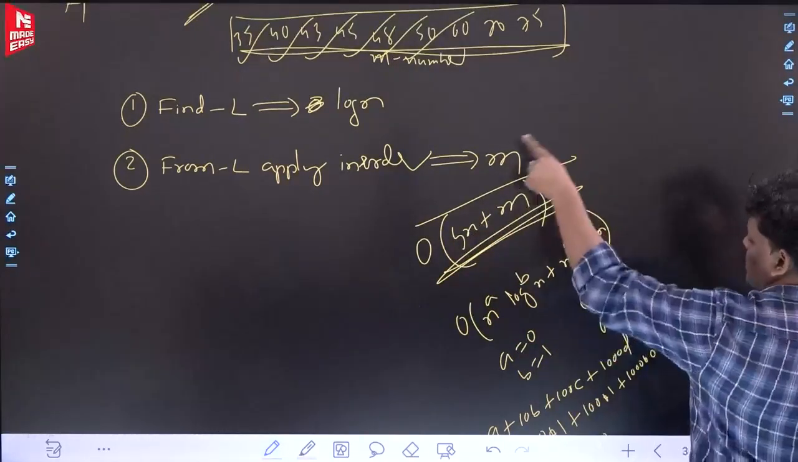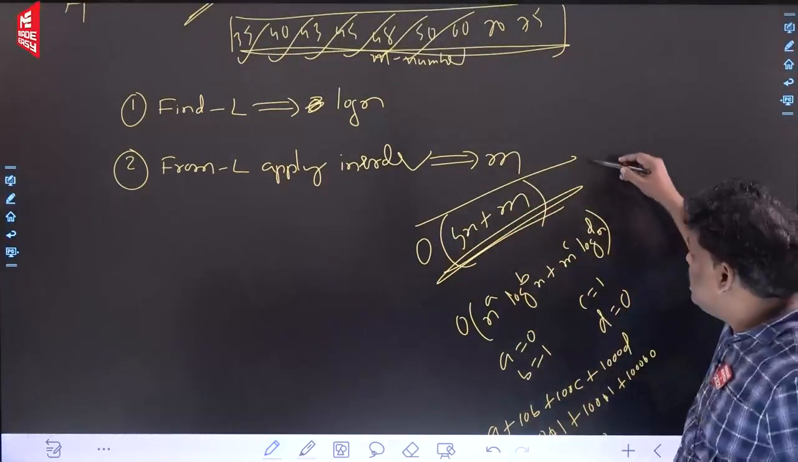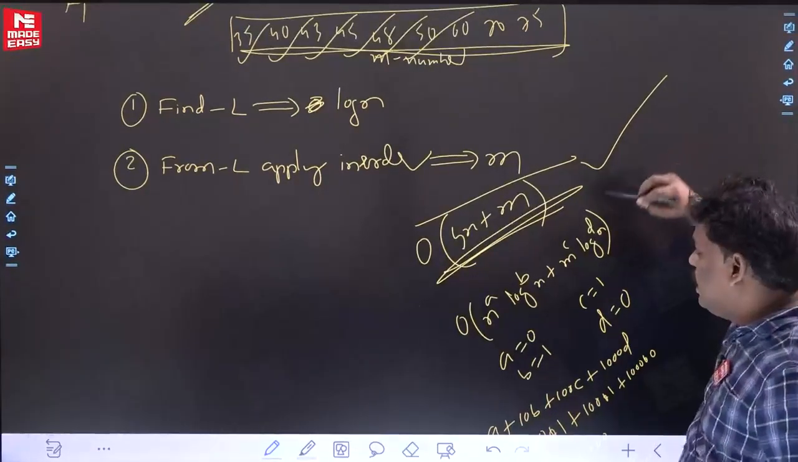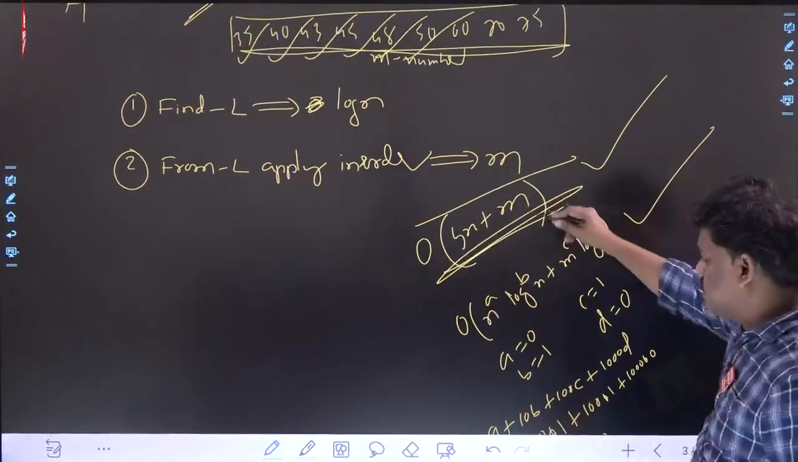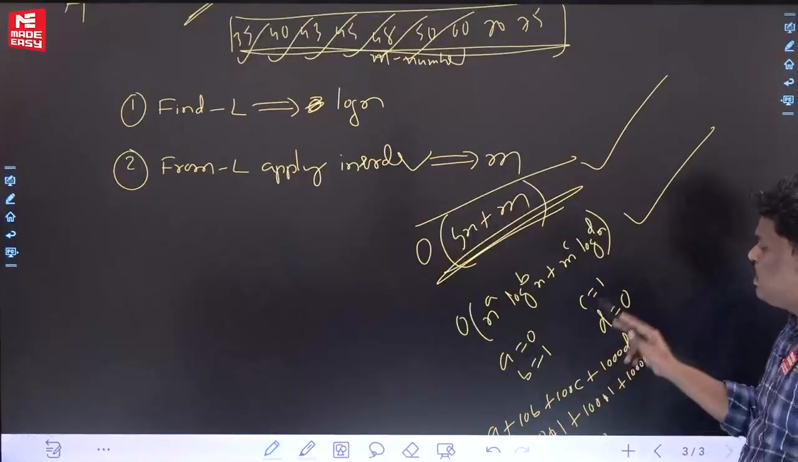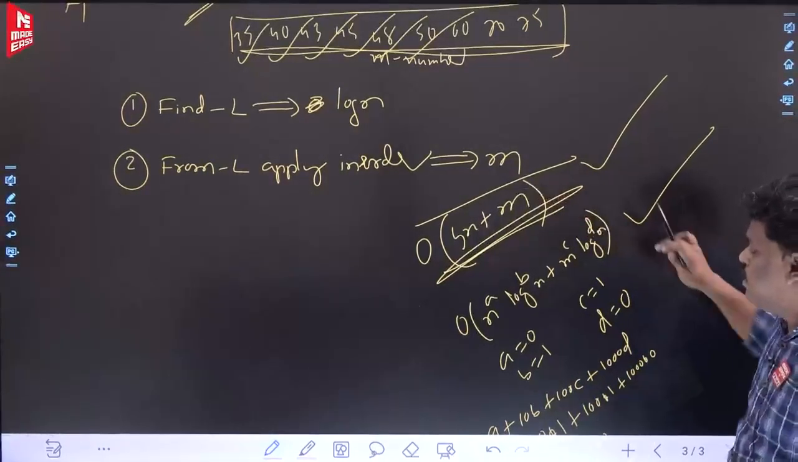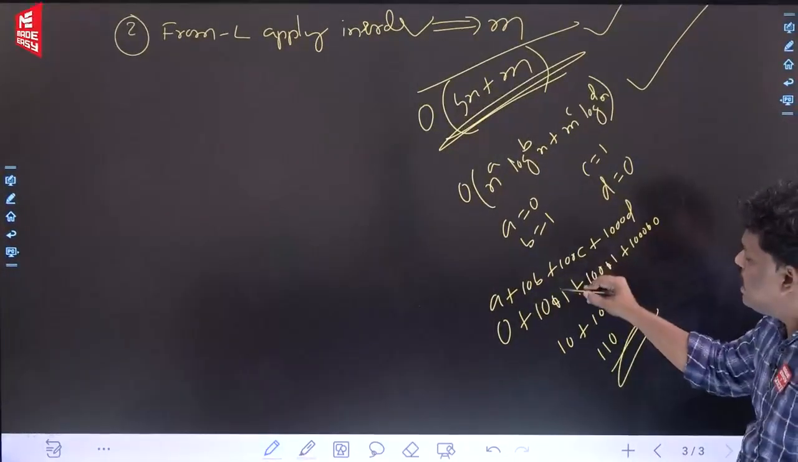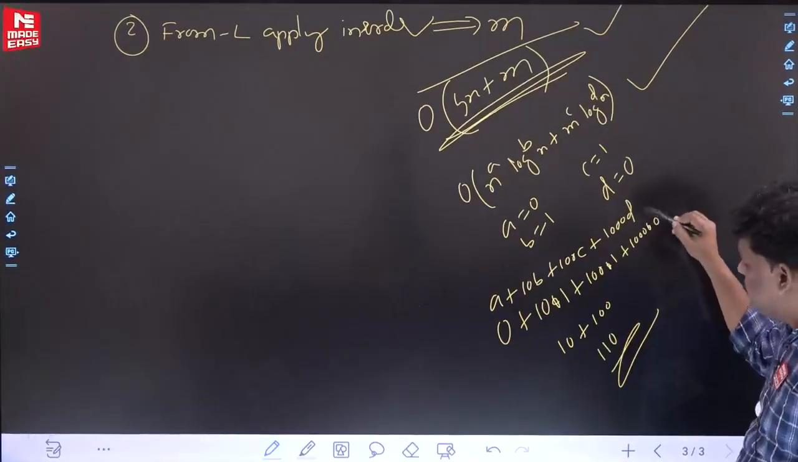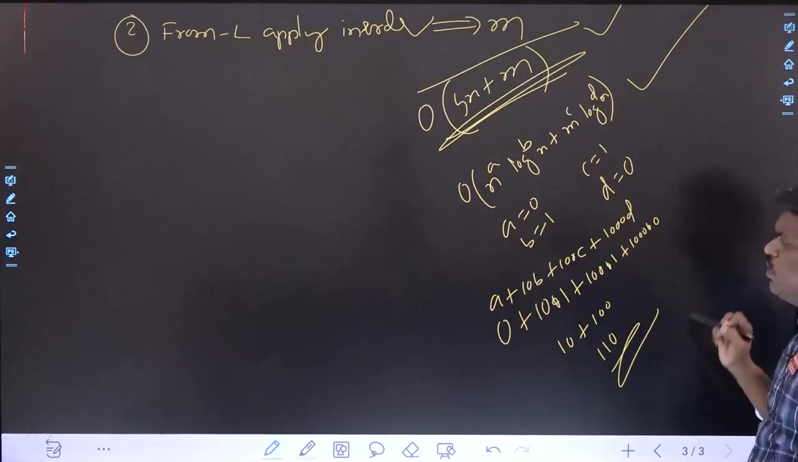So this is the time complexity. Now he is saying this is the time complexity that we got. It is the time complexity according to him. Just map: A0, B1, C1, D0. Then only I will get it. So from this, A plus 10B plus 100C plus 1000D, find out, which is going to be 110.